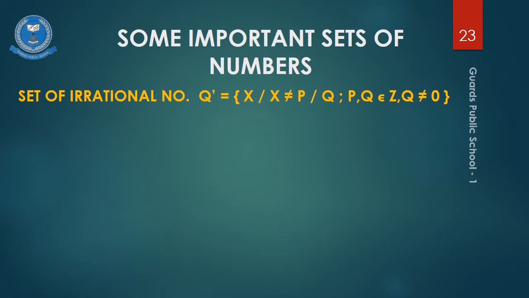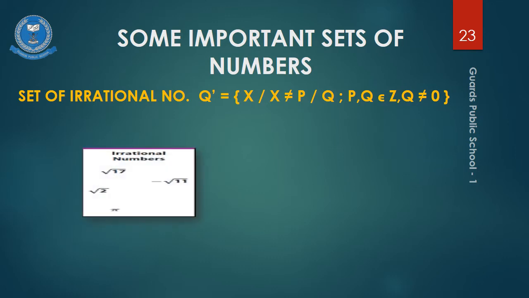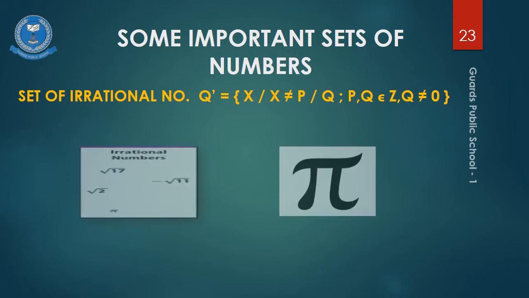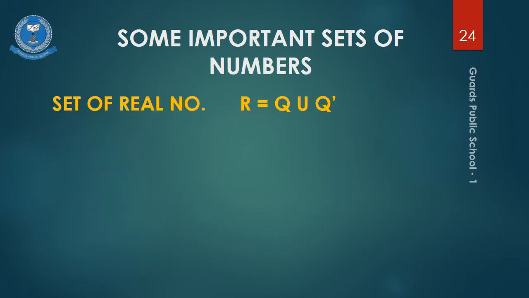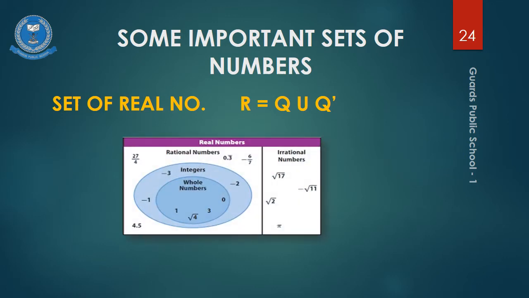The set of irrational numbers is represented by Q prime, and these are the members x such that x is not equal to p over q. The members which cannot be written in the form p over q, or that cannot be written in fractional form, are called irrational numbers. Last is the set of real numbers. The union of rational and irrational numbers is called real numbers. Real numbers are represented by capital R, and it contains all rational numbers and all irrational numbers.